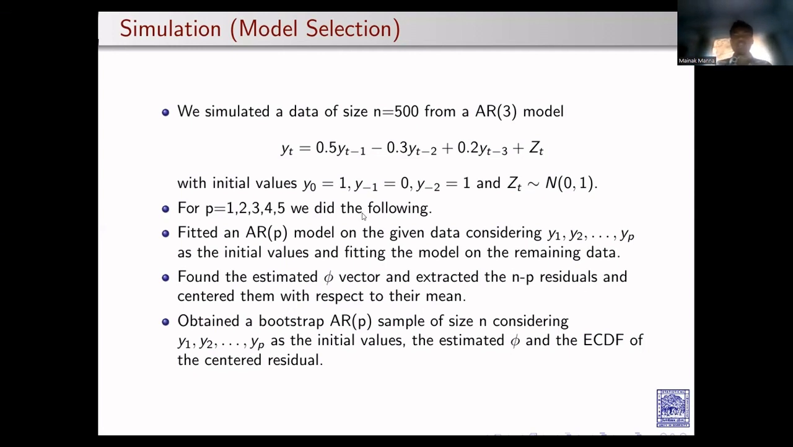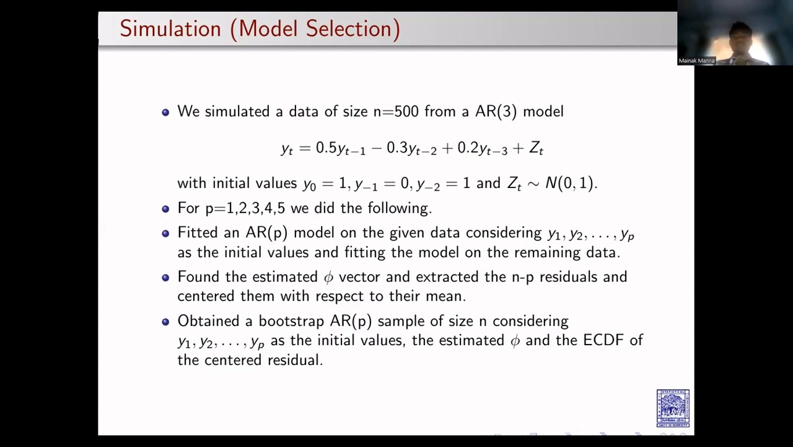Here I have taken an AR(3) process, y_t equal to 0.5 y_{t-1} minus 0.3 y_{t-2} plus 0.2 y_{t-3} plus z_t. The z_t is white noise, just the standard normal distribution, and the coefficients 0.5, 0.3 and 0.2 are such that the AR(3) process is stationary. I mean, it satisfies that the roots of the polynomial, as was already given by Saptarshi, lie outside the unit circle.